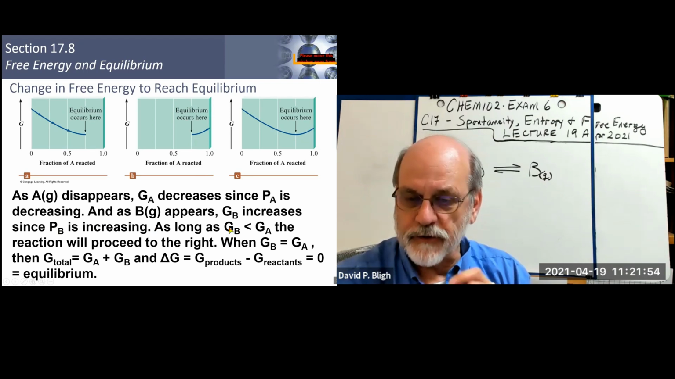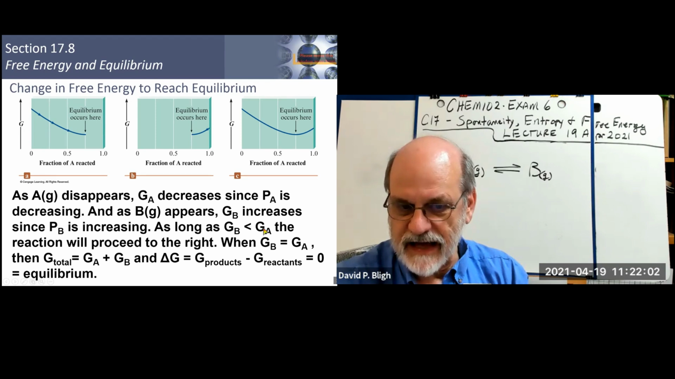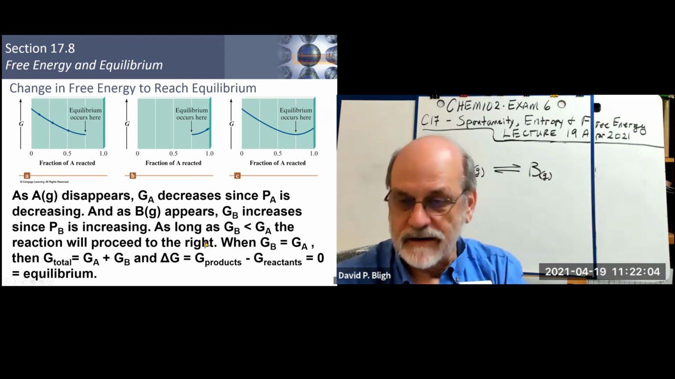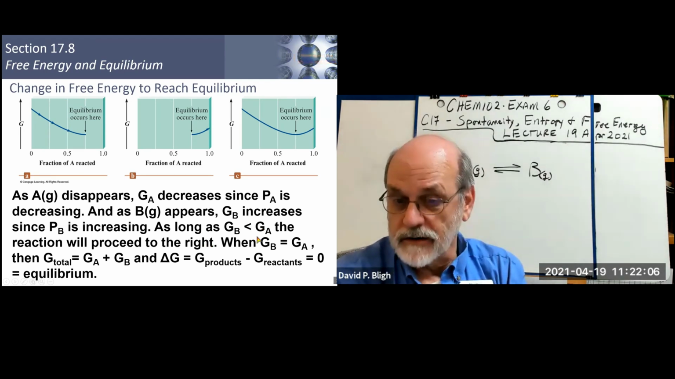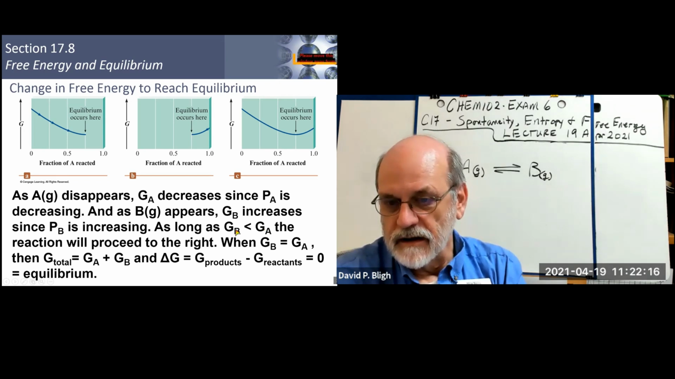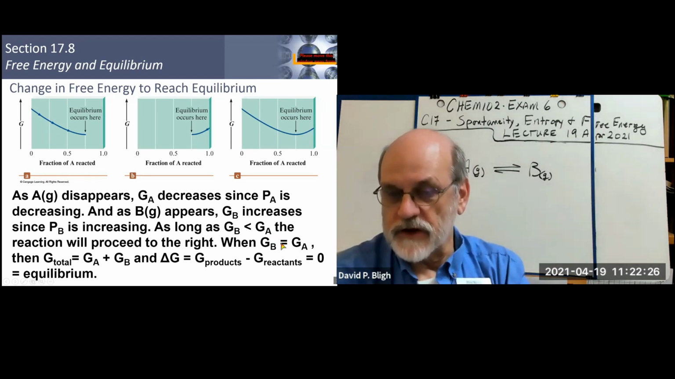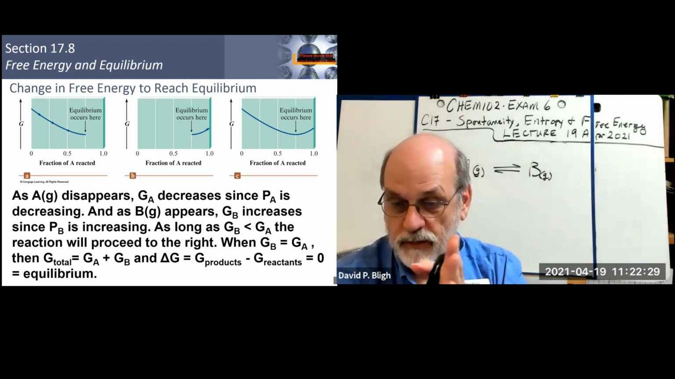As long as the free energy of B is less than G of A, the reaction will proceed to the right. If it's the other way around, if the free energy of A is smaller than the free energy of B, then it's going to proceed to the left until they meet in the middle. In that case, you've got a situation where the free energies are balanced and you're at equilibrium.